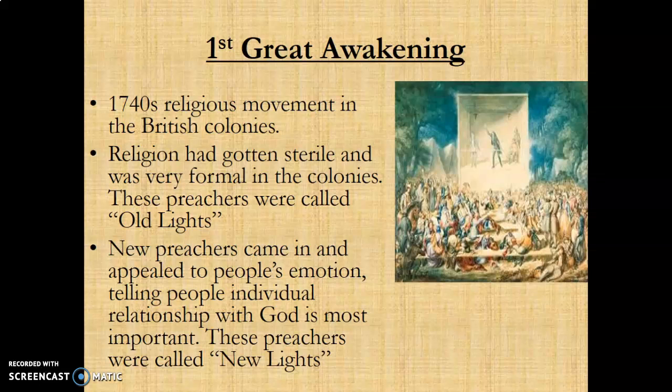Religion had gotten really stale at this point. It was really, really formal. There were all these rules and structures that you had to follow. And all the preachers were preachers called Old Lights. Now, if you want to get really deep into this just really quickly, the Old Light preachers believed that almost everything was predestined. What that meant was it didn't matter how hard you worked or what you did to gain salvation from God. You either got it or you didn't.